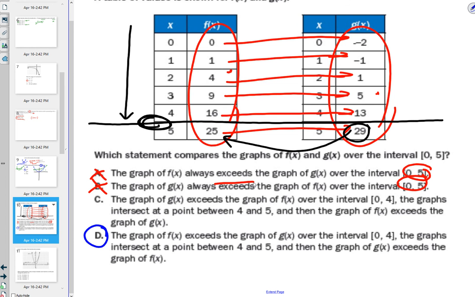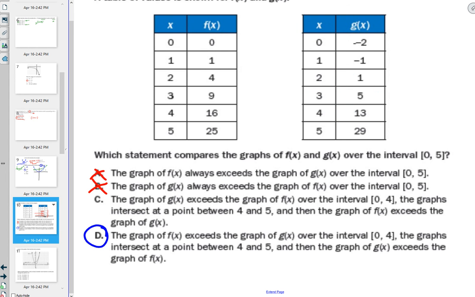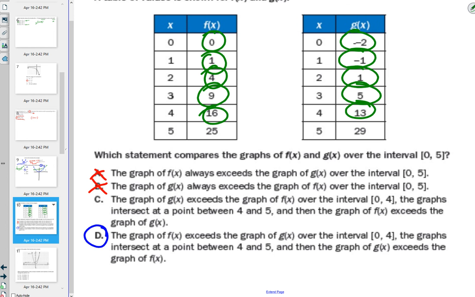Exceeds means greater. So here's another way I can show it, maybe that's cluttered. What's bigger, f of x or g of x? F of x. What's bigger, f of x or g of x? F of x. Again, f of x. Yeah, now all of a sudden g got bigger. So somewhere in between 4 and 5, which is what it's saying, at some point they flip-flop. And now g of x is bigger.